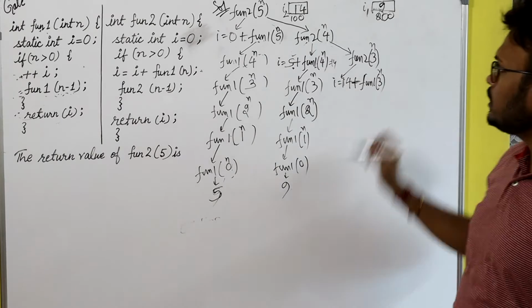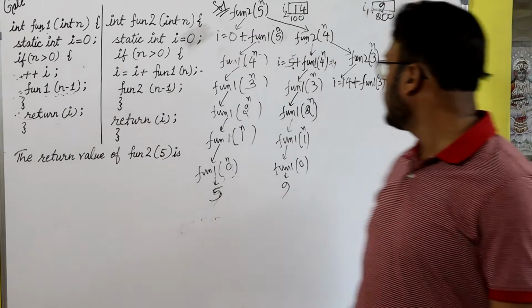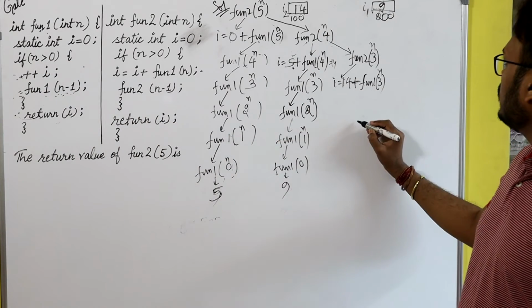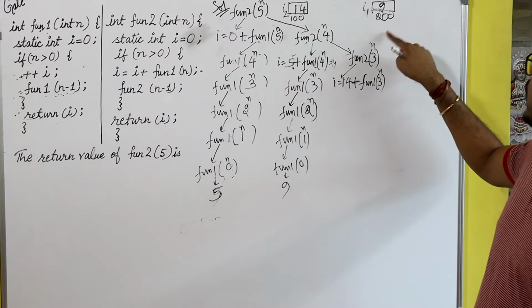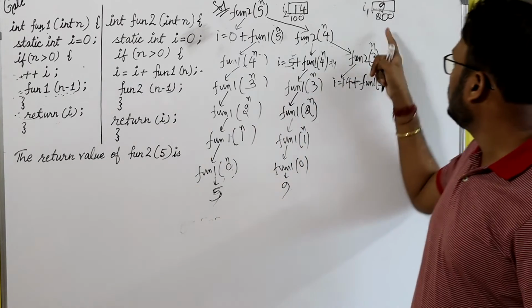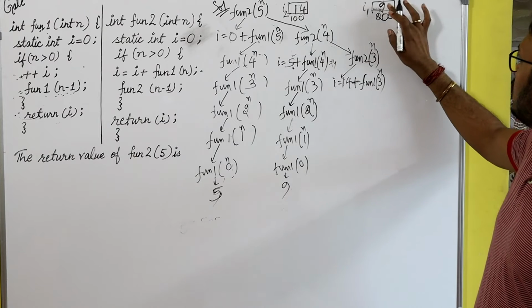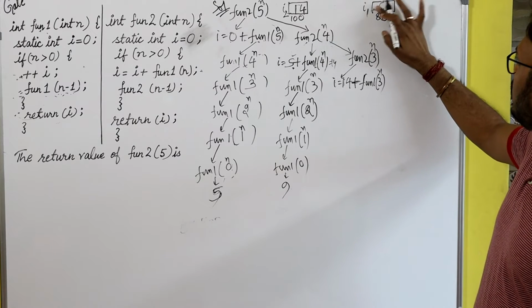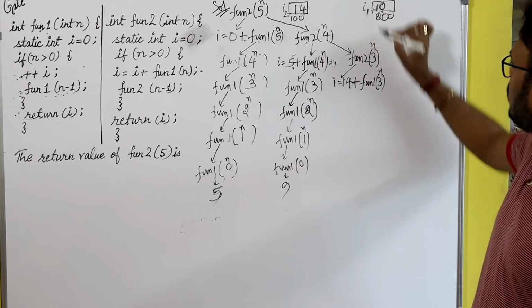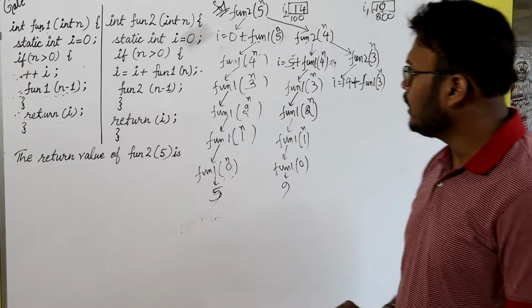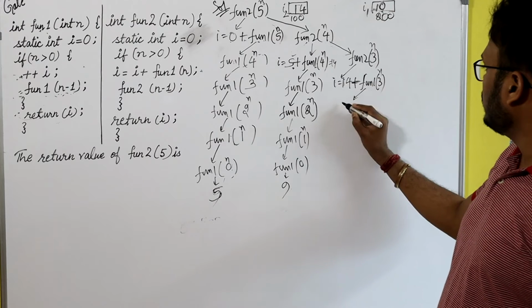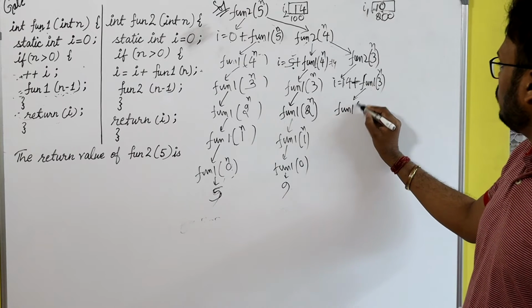The value of n is 3. Okay. So 3 greater than 0. Yes, 3 greater than 0. So plus plus I. So now this I will be incremented because this I1 is for fun1. Okay. I am telling again and again. So I will be incremented. It means what? It will become 10 here. Okay. Fine. And now fun3 is calling fun2.